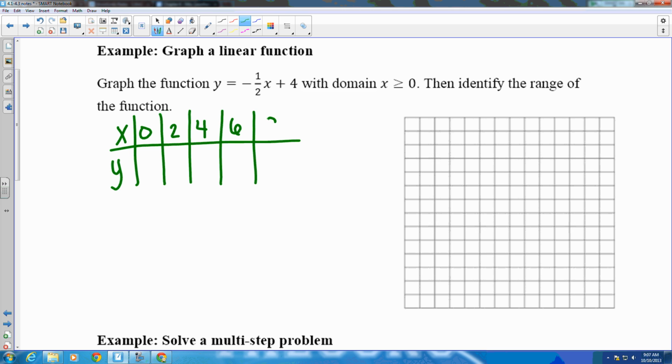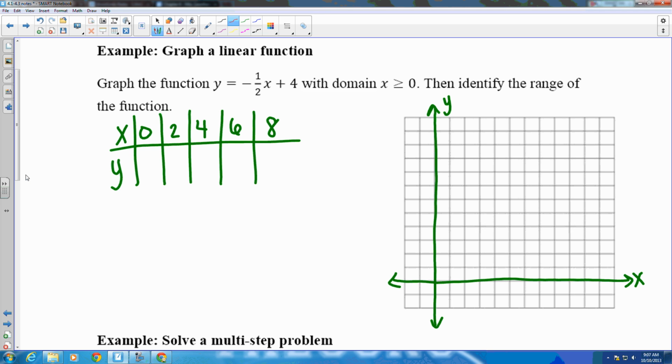Picking 5 points is always a good rule of thumb. Because we know that we're only picking positive x values, when I make this over here, I'm only going to include positive x values. So I just moved the axes over so that it didn't go from negative 7 to 7. Instead, it's going from negative 2 to 12.